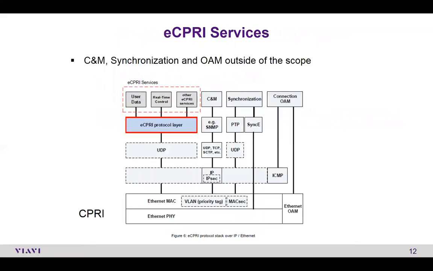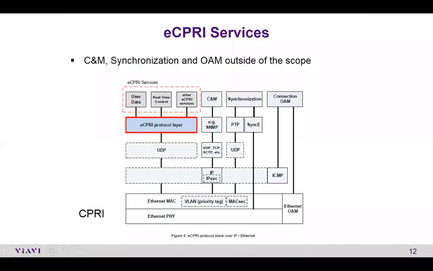So now, if we go one further step here, eCPRI focuses on eCPRI services, which are the user data, the real-time control, and these other eCPRI services I had on the previous slide. It does not mandate what CNM, synchronization, or connection OAM are used. If customers want to use Ethernet OAM, PTP, SNMP, or whatever, it is all up to customers to decide. This is not in the eCPRI standard.